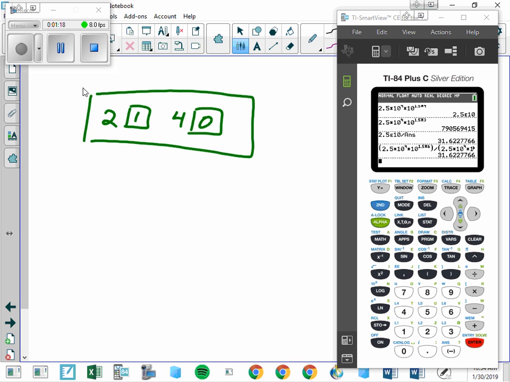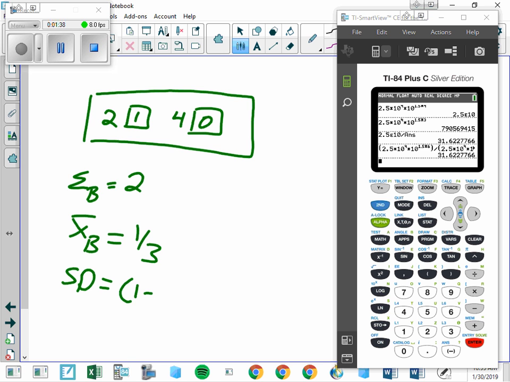All right, what is the sum of the box? So the sum of the box is 2. The average of the box is going to be 2 divided by 6, which is 1/3. And the SD of the box is going to be the big number, which is 1, minus the small number, which is 0, times the square root of the fractions, which is 2/6 and 4/6.